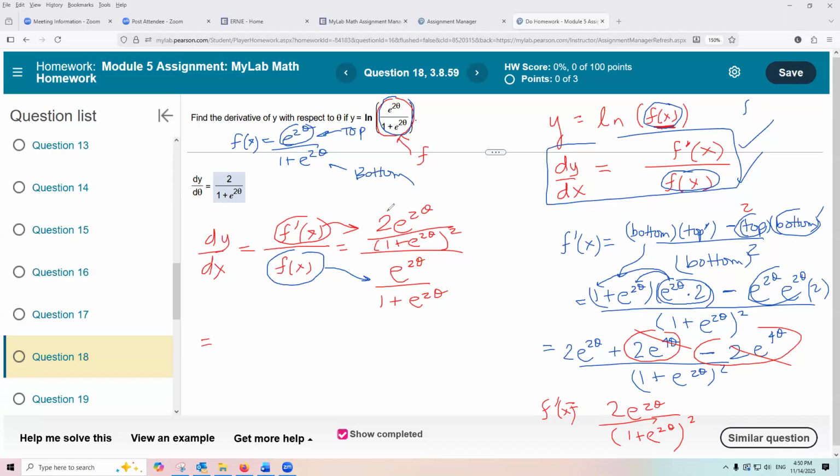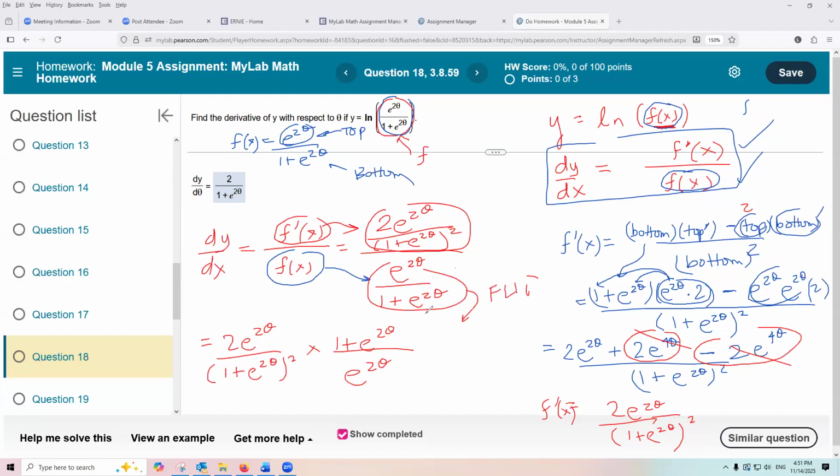Well, let me take this division of two fractions, and I'm going to leave the top alone. But when you divide two fractions like this, you take the bottom fraction and flip it, and then multiply. So I'm flipping this bottom fraction upside down. Now I see some canceling I could do here. There's an e to the 2 theta top and bottom, so I'll cancel that out. And there's a 1 plus e to the 2 theta top and bottom that I can cancel out. So what I'm left with is 2 over 1 plus e to the 2 theta. So I think this is going to be the final answer for this one.